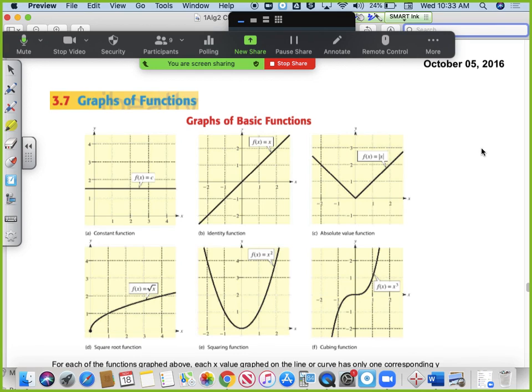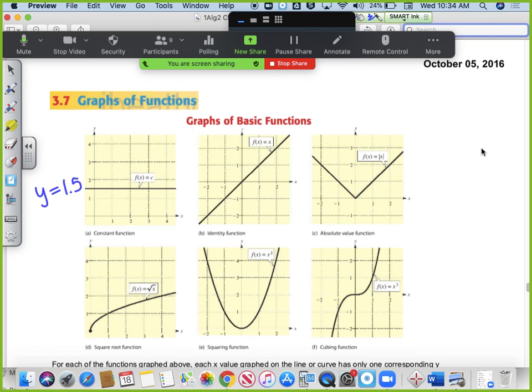This is a horizontal line. This notation is f of x equals c. This is the same thing as having just an equation like, for example, y equals, this looks like it's at 1.5. So this is the equation y equals 1.5. But the notation, the basic graph of this, the parent function we like to call it, is f of x equals c.